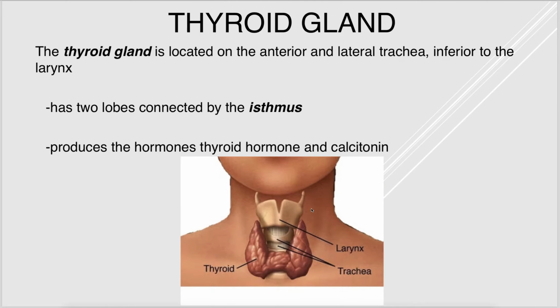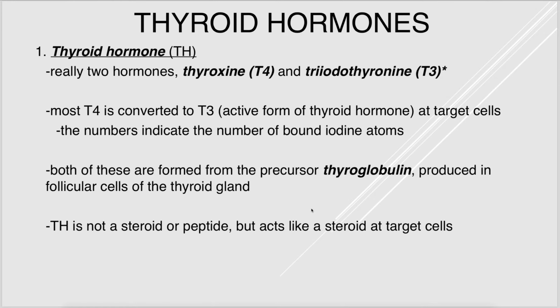Okay, the thyroid gland. It sits distal to the larynx, and it sits anterior and lateral to the trachea beneath that. It has two lobes, connected by what's known as the isthmus, and has two main hormones, thyroid hormone and calcitonin. So thyroid hormone, TH, really encompasses two hormones, thyroxine and triiodothyronine. This triiodothyronine is really the active form of thyroid hormone. Most of this T4, which has 4 iodines, is going to lose one of those iodines and become T3.